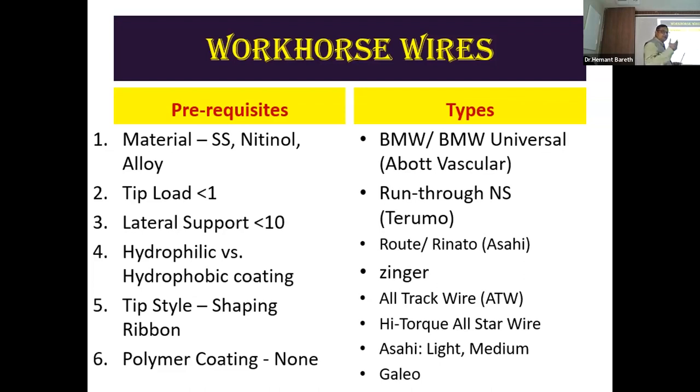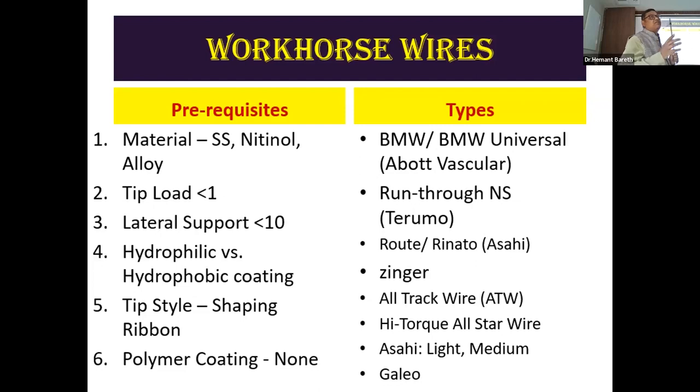Some people use it, as I said, it has got a higher tip load. The only difference is that the lateral support of an All-Star wire is about 20. But many experienced interventional cardiologists use it because they are generally doing some calcific, highly fibrotic, old lesions, and therefore many of them prefer the All-Star wire. It is not commonly a workhorse wire. It is mostly a wire used for those tough lesions.